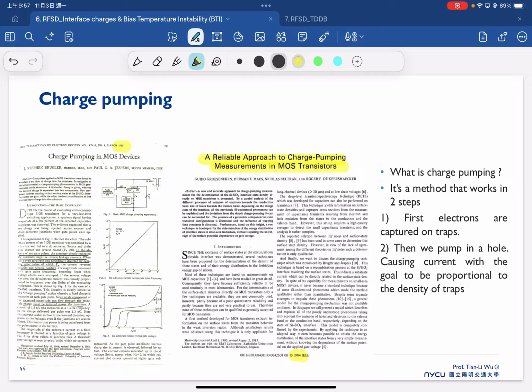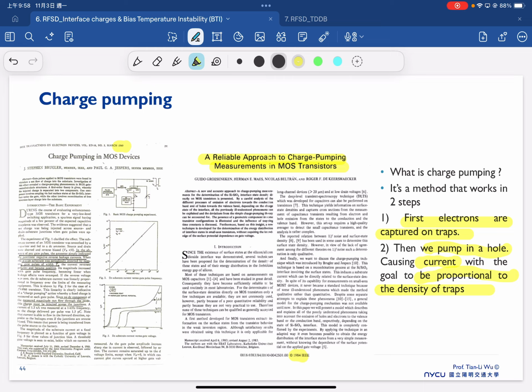So what is charge pumping? This actually combines two steps. First, we need to have electrons captured on the traps. And then the second step is we try to pump the holes. If we pump the holes, then the holes can recombine with the trapped electrons, and therefore we start to have this charge pumping current. The current is mainly due to the holes recombining with electrons, and this is proportional to the density of the traps.